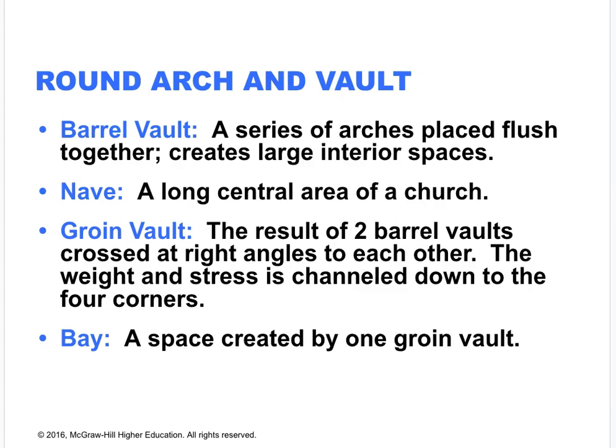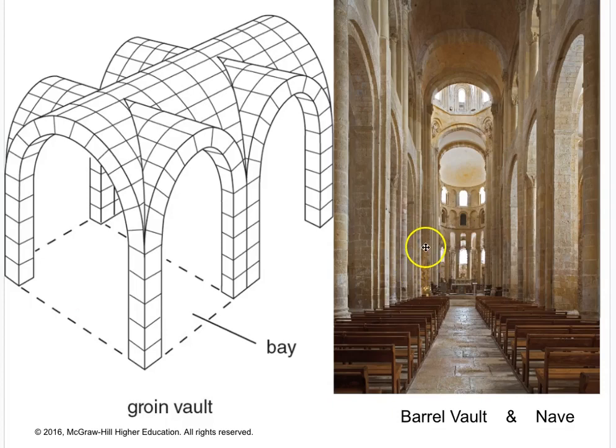The barrel vault is a series of arches placed flush together. So picture 100 St. Louis arches side by side touching as they go back in space, and that creates like a tunnel, like an interior large space. That tunnel or long central area is called the nave. So before I go to the next definitions, I'm going to show you that. This would be like a barrel vault and nave.